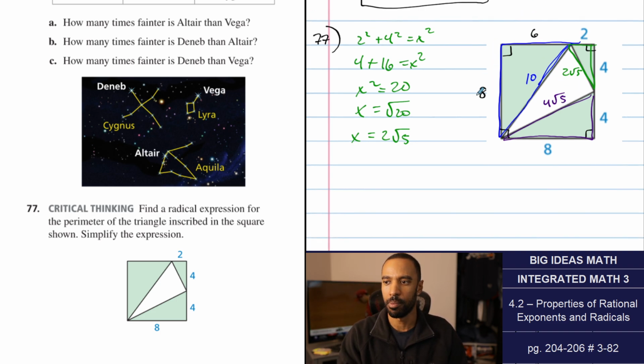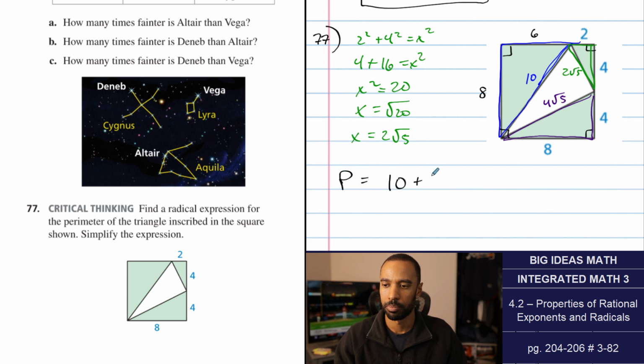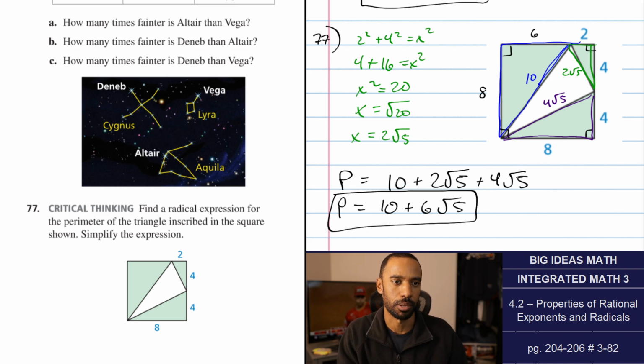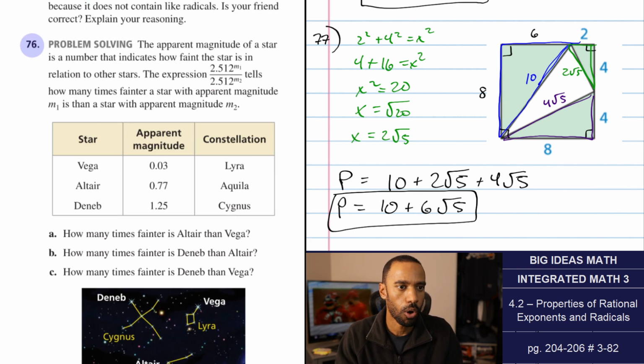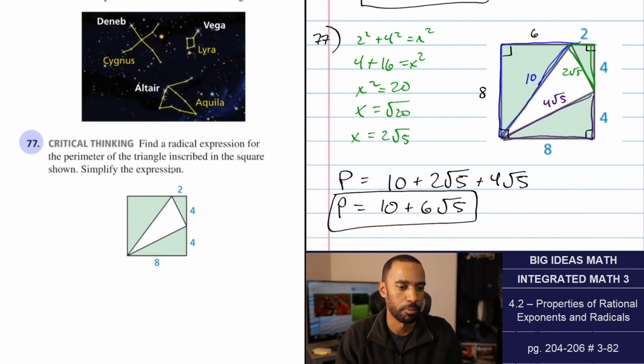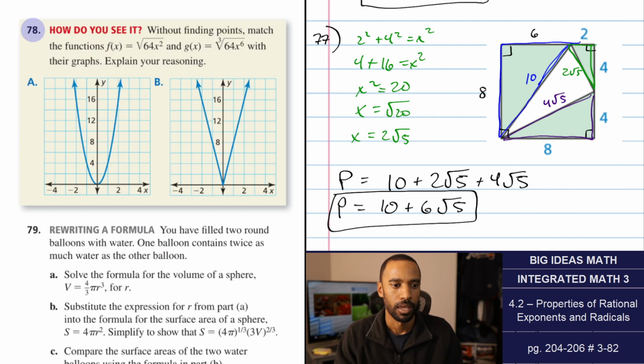So your final perimeter of this thing would simplify from doing 10 plus 2 root 5 plus 4 root 5, which is going to be 10 plus 6 root 5. Do they want us to round? It just says simplify the expression. So they expected some square root things like that. And that's what we got, 10 plus 6 root 5. Oh, I didn't bring down the little circle thingy. My bad. Highlighting that, but I'm going to move on to the next problem anyway. 5 more questions, I believe. Number 78.